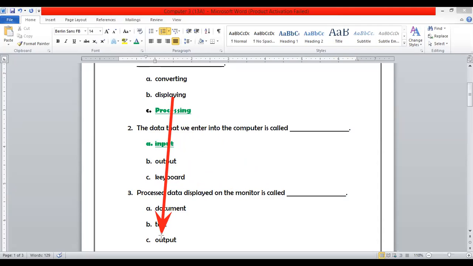Okay, Al Humam. What is the answer, Al Humam? It is a document, it's a text, or it's an output. See, the processed data, the data which is processed and displayed, we get the result on the monitor. So what do we call a result? Document.